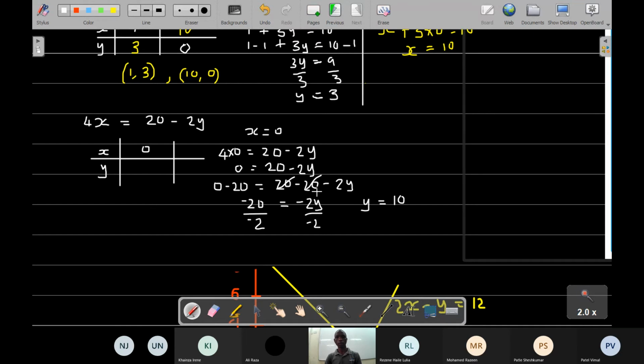That's the value of y. So meaning the value of y here we are getting it as 10. Then what of when y is 0? That's when y is 0.